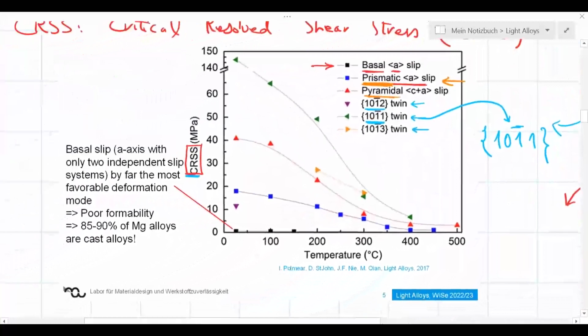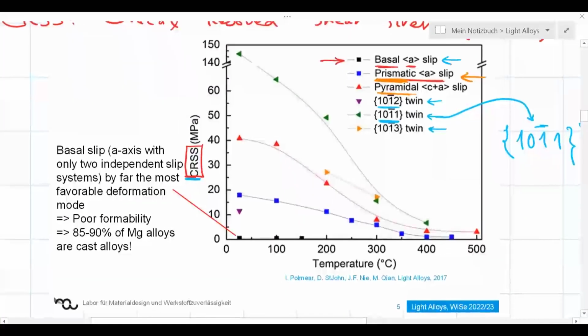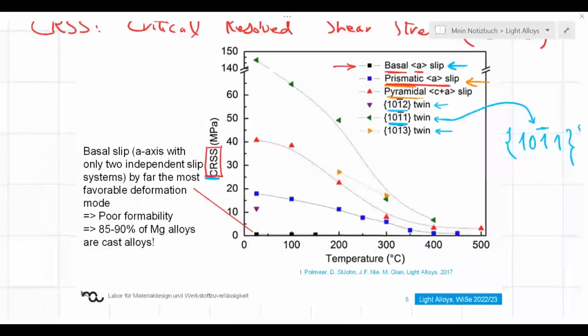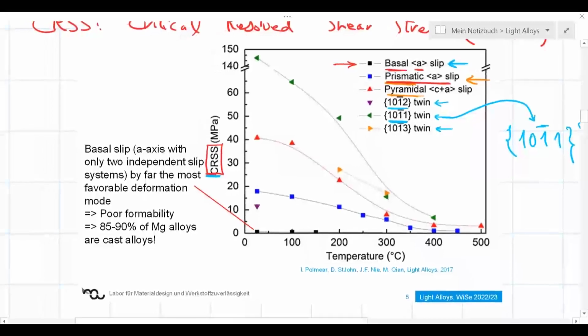So if we compare the values, we see that the value for the activation of basal slip is much lower than those of other slip systems. It is much easier to activate basal slip compared to the other ones, but with basal slip, the number of slip systems is very limited. We can only get 2 independent slip systems, right? And that means that we cannot freely change the shape of my material.